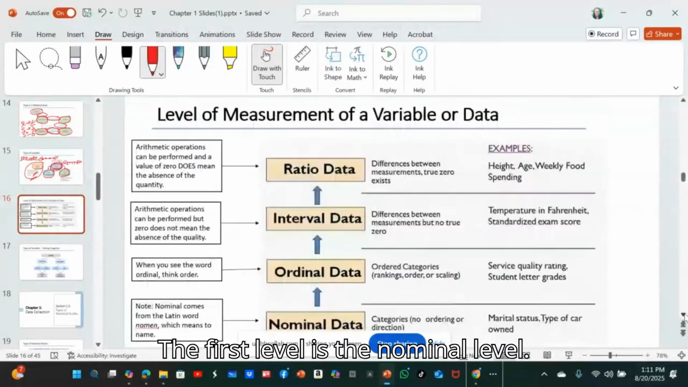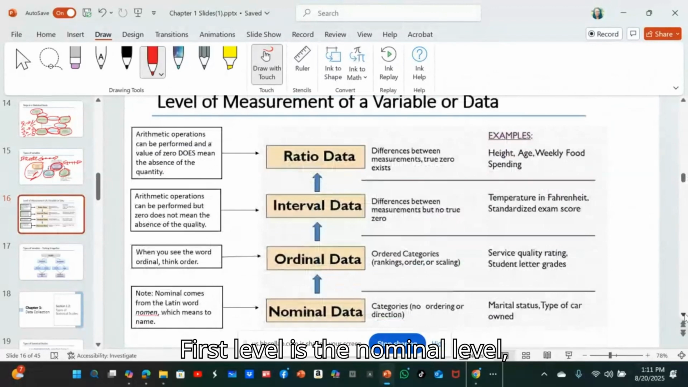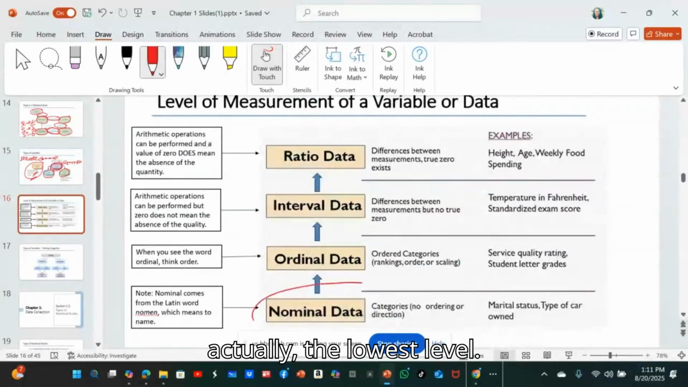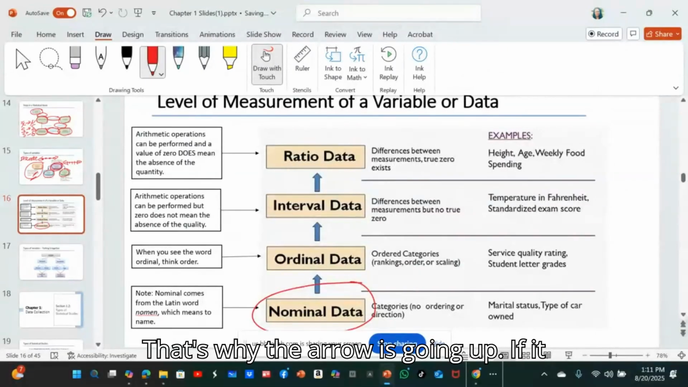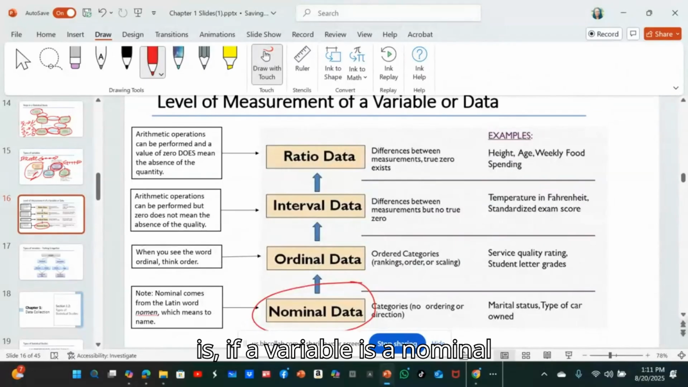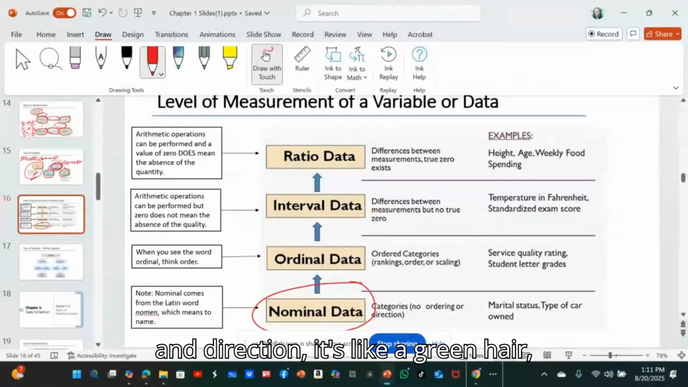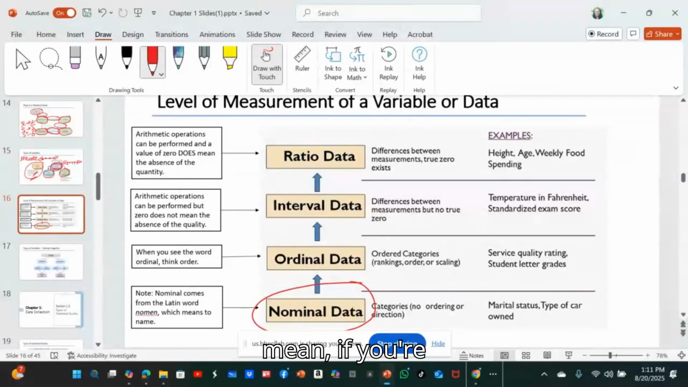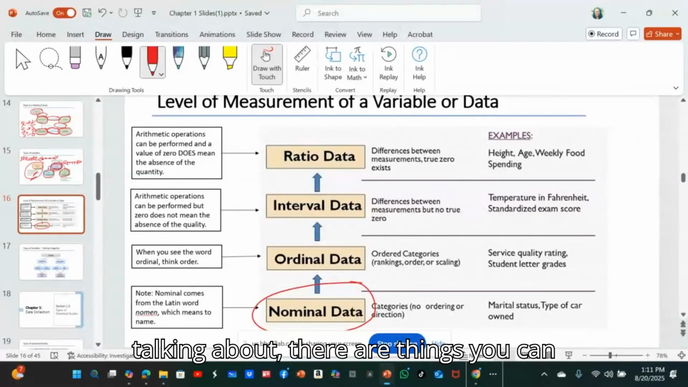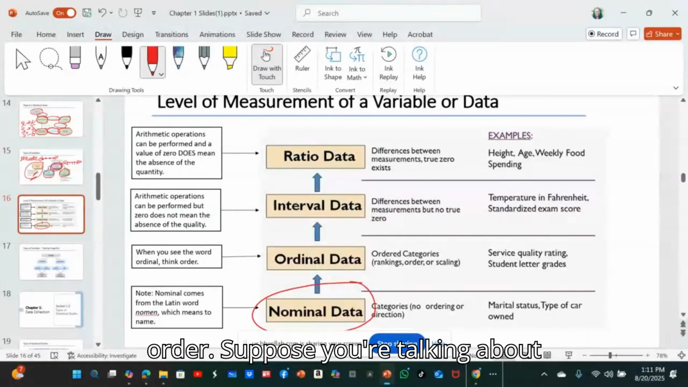The first level is the nominal level, actually the lowest level. That's why the arrow is going up. If a variable is nominal data, its categories have no order. Even if you order them in some direction, like green hair, yellow hair, orange hair, there are things you can order.